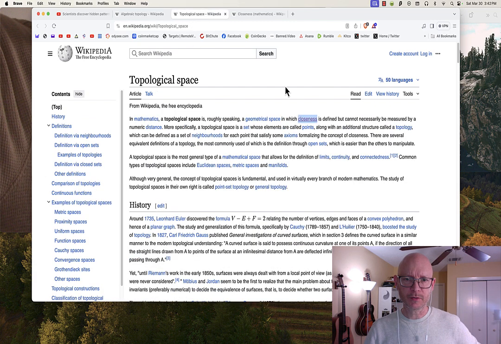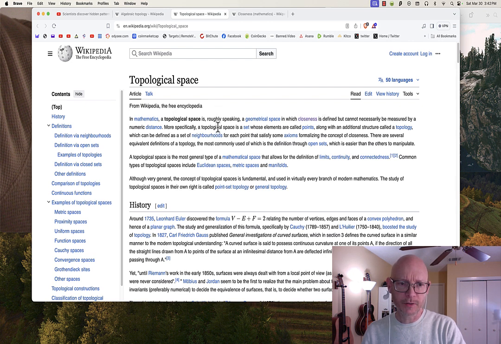Topological spaces. So that was an interesting word, topological spaces. In mathematics, a topological space is, roughly speaking, a geometric space in which closeness is defined but cannot necessarily be measured by a numeric distance. This is very important in remote viewing, in our understanding or the comprehension of dimensional spaces or dimensional sensations.